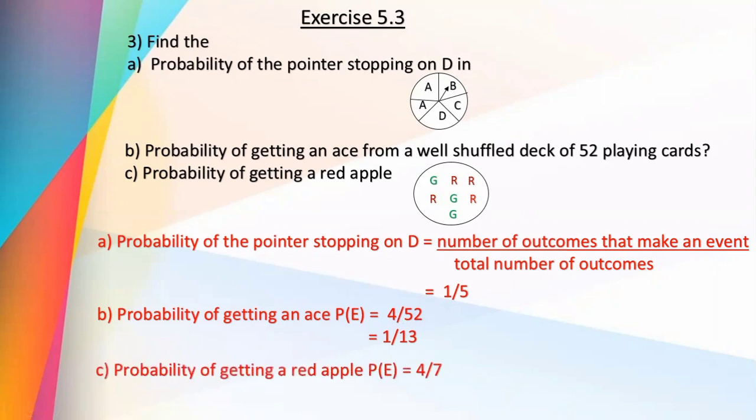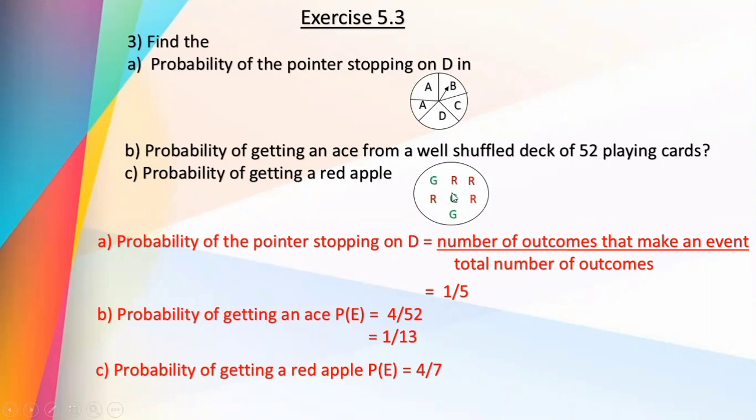Next question. Probability of getting a red apple. See here: green apple, red apple, again red, green, red, green. Number of possible outcomes, getting a red apple, that is 1, 2, 3 and 4. The total number of outcomes is 1, 2, 3, 4, 5, 6, 7. So the answer is 4 divided by 7.